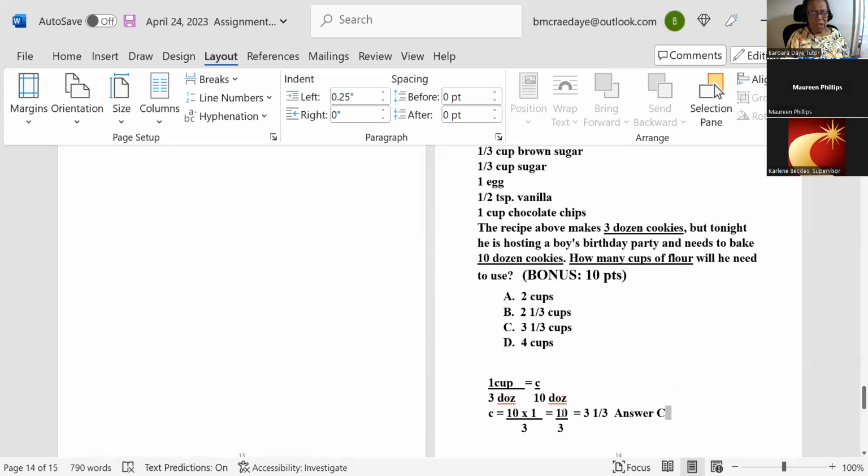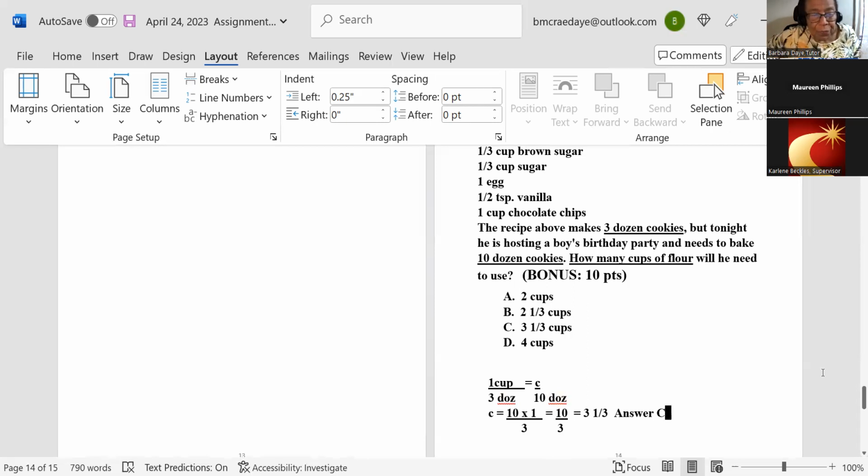But 10 divided by 3 is a whole number 3 with a one remainder, right? And that one remainder you put over 3. So that's 3 1/3. Because 3 multiplied by 3 1/3 gives you 10. 3 times 3 is 9. 3 times 1/3 is 3 thirds, which is 1, and 9 plus 1 is 10. All right. Okay.